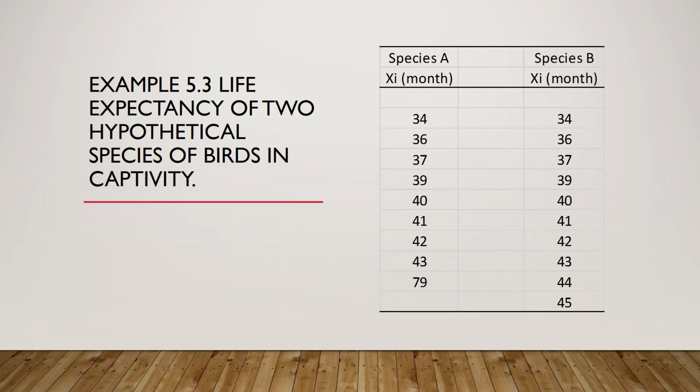The median of a set of data is readily found by first arranging the measurements in order of magnitude, either increasing or decreasing, as is done with the sample for species A and species B. So the median is equal to x of (n plus 1) divided by 2, only if n is an odd number.